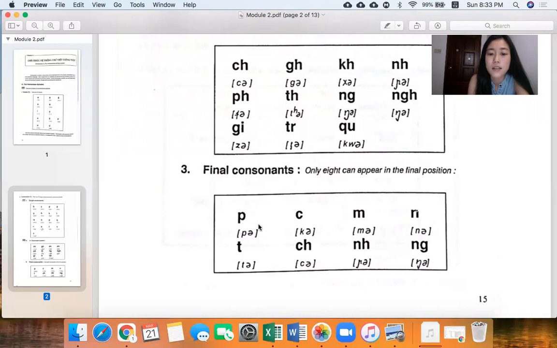Ba, ba, ga, ga, ma, ma, na, na, ta, ta, cha, cha, nya, nya, nga, nga.